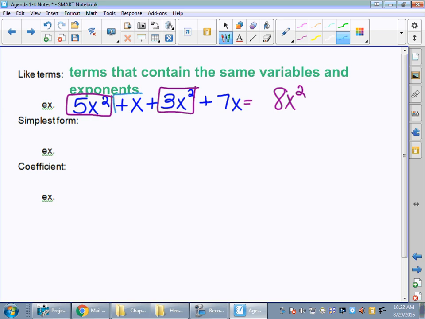And here I've got an x plus 7x. Hopefully you're sneaky enough to know if I've just got a plus x, there's one of them. So that would be plus 8x.